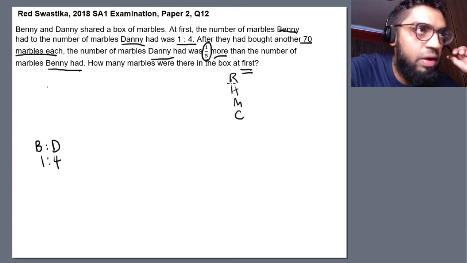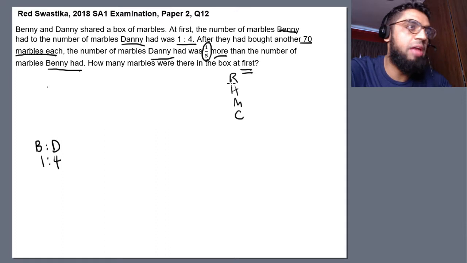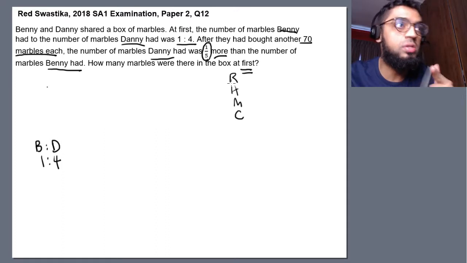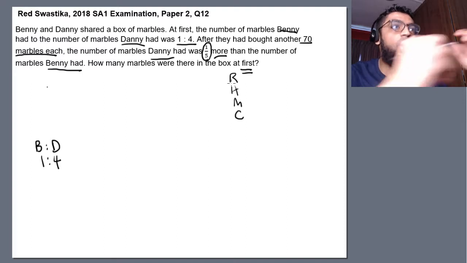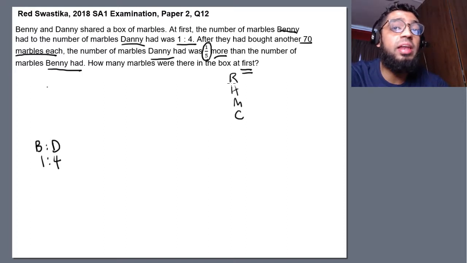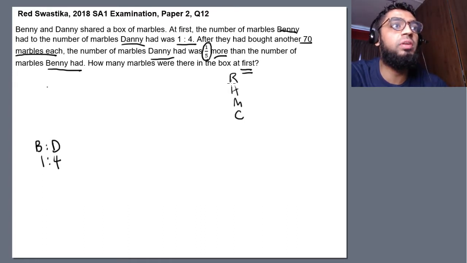So very clearly, when we look at this question and we see "at first", when we see some changes and an "after" value as well, this signals to us that this is a before and after problem sum. So we have to employ the before and after method to solve. But which before and after method do we employ? Is it total same, difference same, or one quantity same? Which one is it?